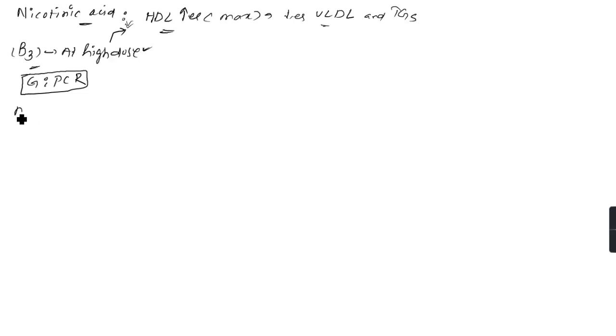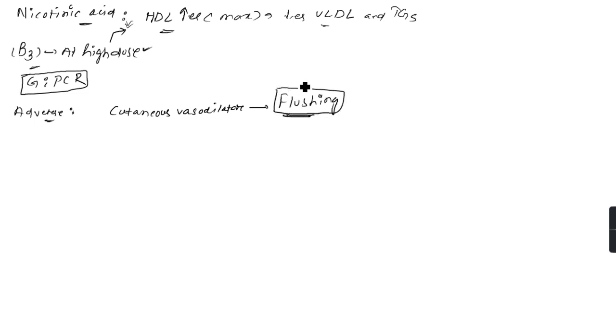Then its adverse effect is very much important. As it is used in a large dose, it acts as a cutaneous vasodilator. Okay, and we know that due to vasodilation, flushing occurs. So flushing is the important side effect of nicotinic acid. To treat this flushing, we can give two important drugs. One is aspirin, another one is laropiprant.